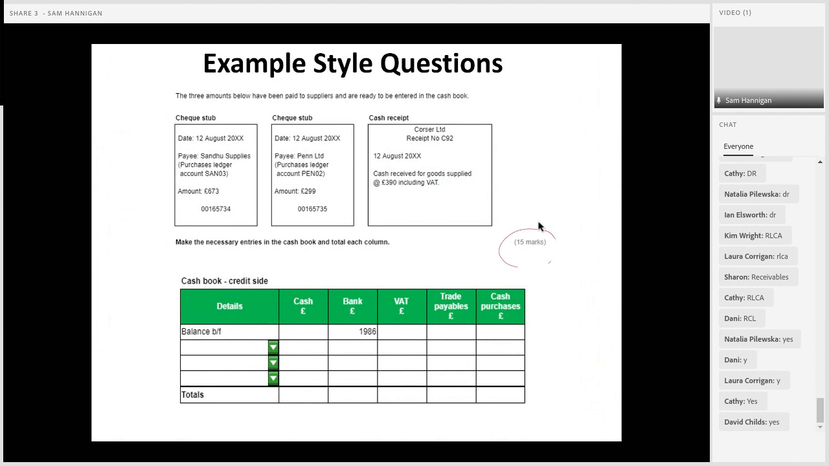So on this one, this is a check stub. We've obviously made payments, and it says we've made payments because it says credit side of the cash book. So this is the opposite side. The balance brought down in the cash book is a credit in the bank account of 1986. Well, we've just said that we're overdrawn. So this business bank account is £1,986 overdrawn already.